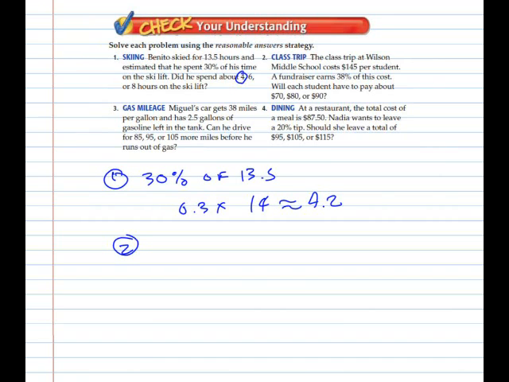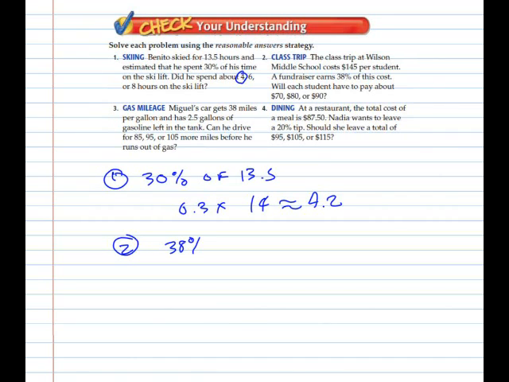Number 2. The class trip at Wilson Middle School cost $145 per student. The fundraiser earned 38% of this cost. Will each student have to pay 70, 80, or 90 dollars?